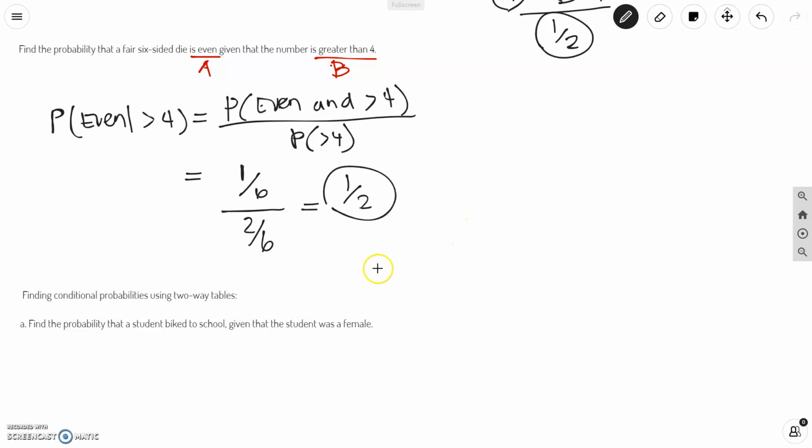Again, double checking. Here we're given that the number has to be greater than 4. So our outcomes are limited to either 5 or 6. But now we want to find the probability that the number is even. So out of the 2 numbers that we have left right here, there's only one that is even. So 1/2 satisfies the probability that a fair six-sided die is even, given that the number is greater than 4.